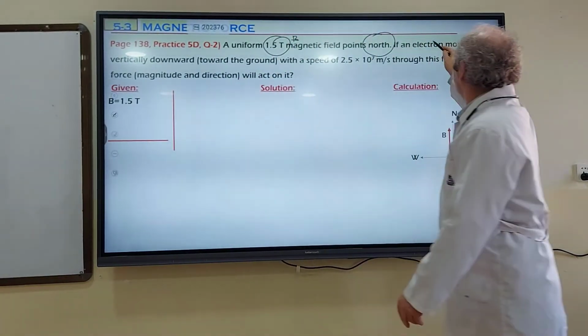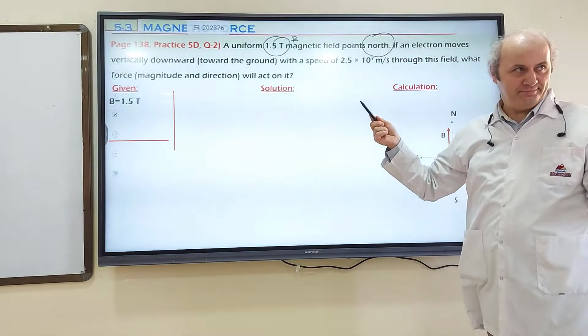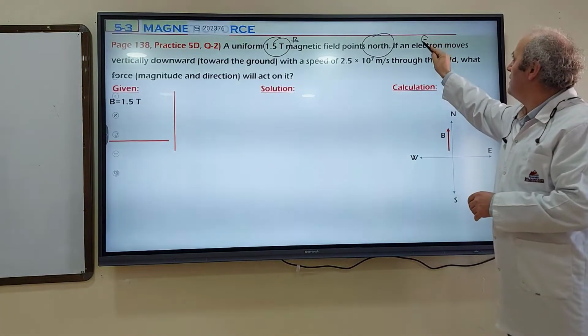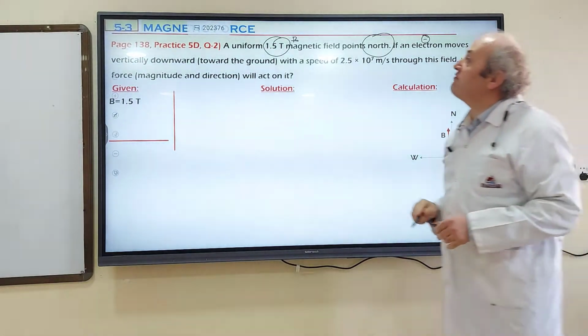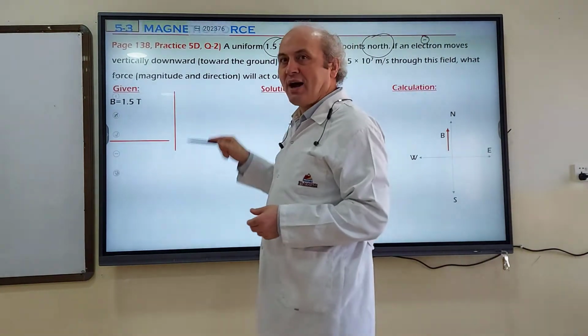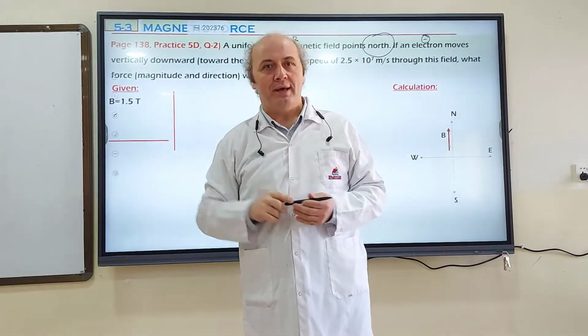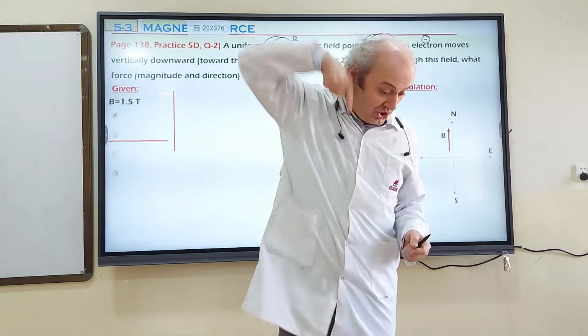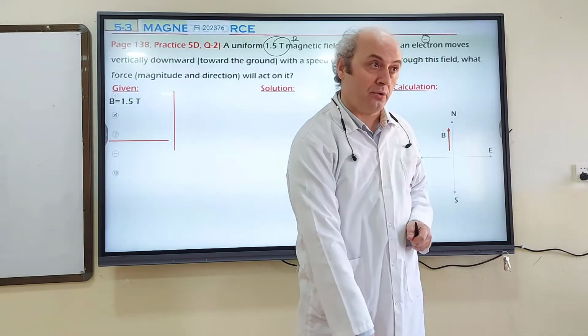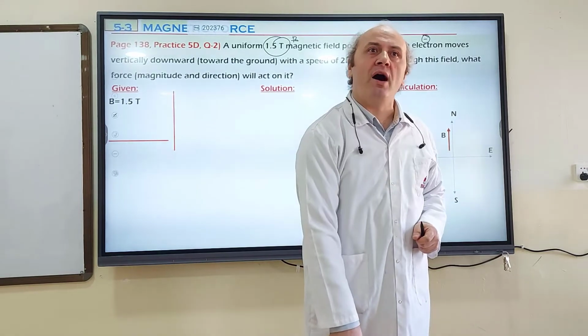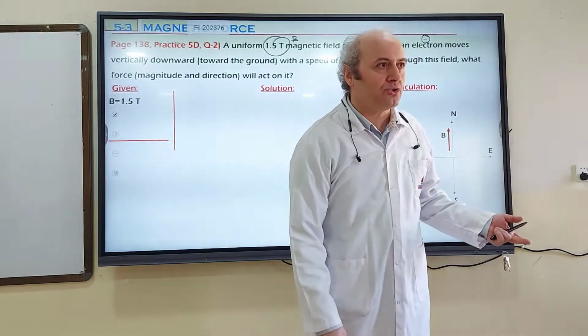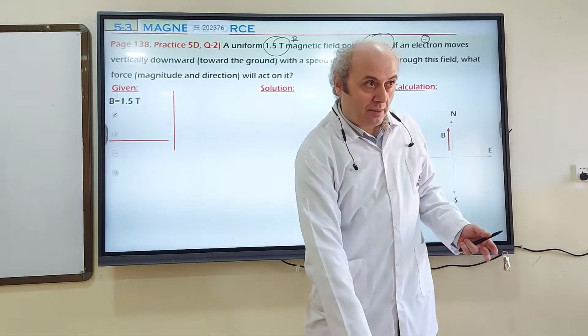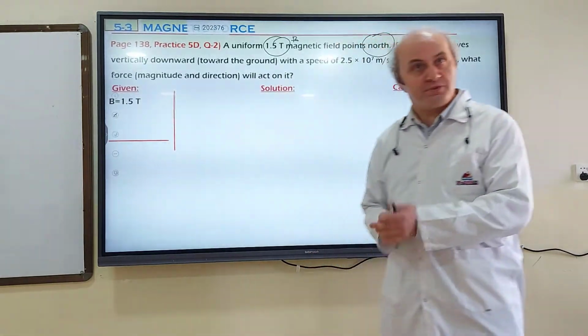If an electron moves, this time electron, so it is negative charge, moves vertically downward towards the ground. V is downward now. The electron is moving just like this, downward to the ground, to the earth. So how are we going to represent it? By dot or cross? Downward to the ground is going to be cross. We are going to represent it by cross.